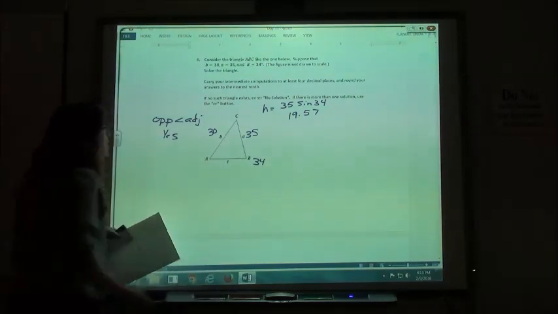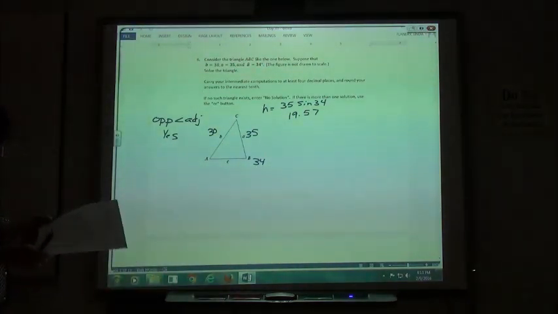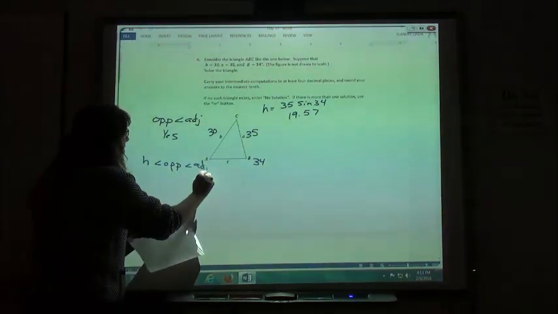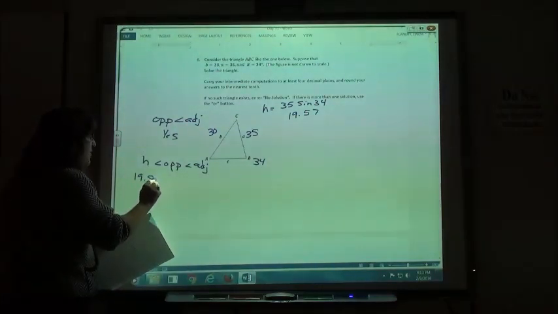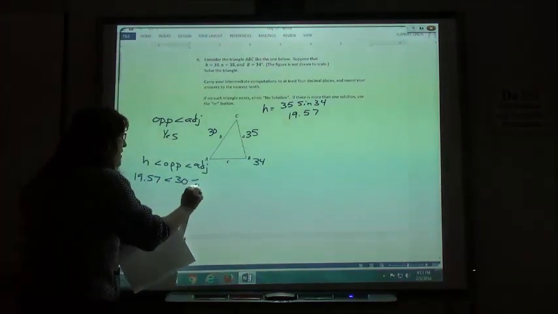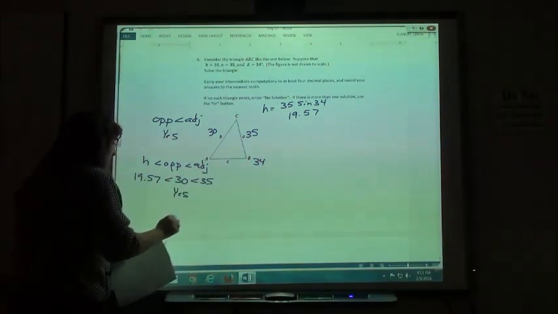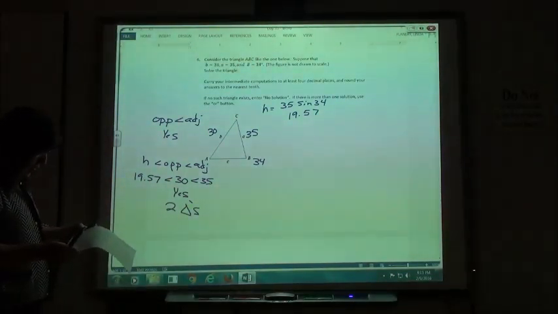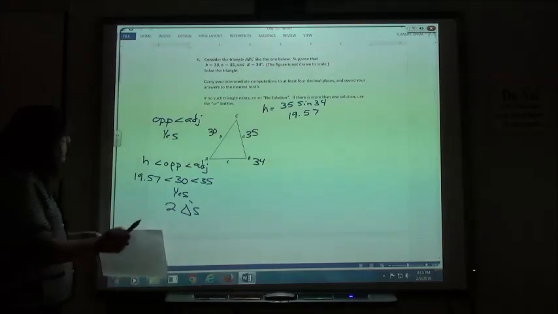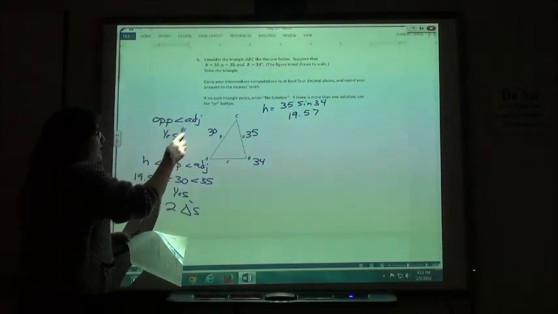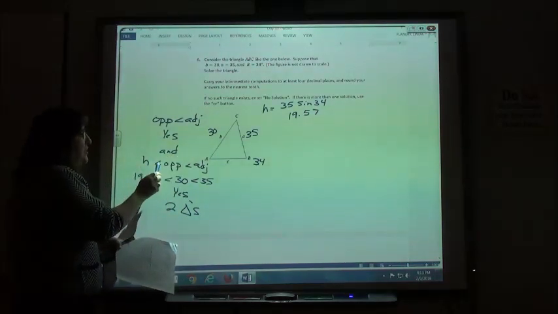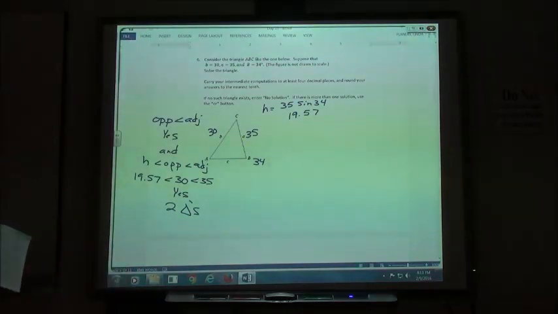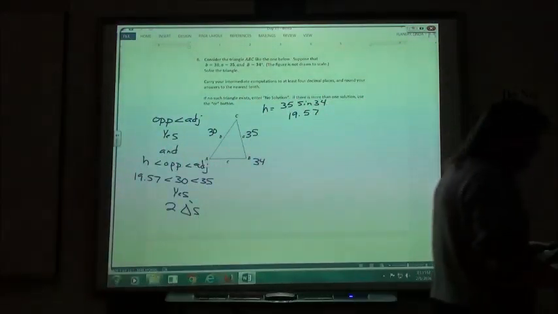Yes, 30 is less than 35. And is h less than the opposite side, which is less than the adjacent side? So h is 19.57. Is that less than 30, which is less than 35? Yes. So we have 2 triangles. So fix your notes because I think I wrote that down wrong, at least on my paper. I should have said, is the opposite side less than the adjacent side, and h is less than the opposite, which is less than the adjacent. Then you get 2 triangles. So go back, fix that in your notes. I better fix it in my notes.